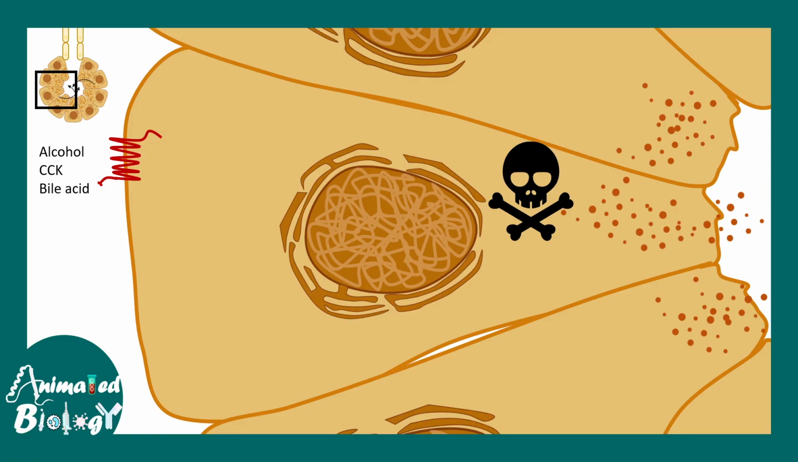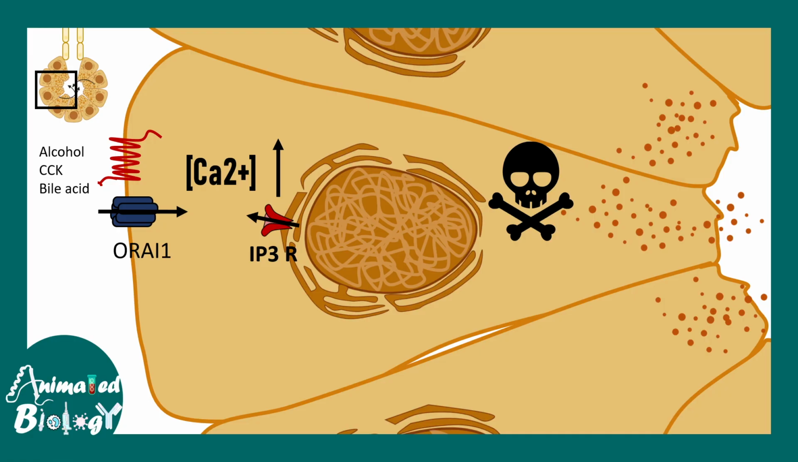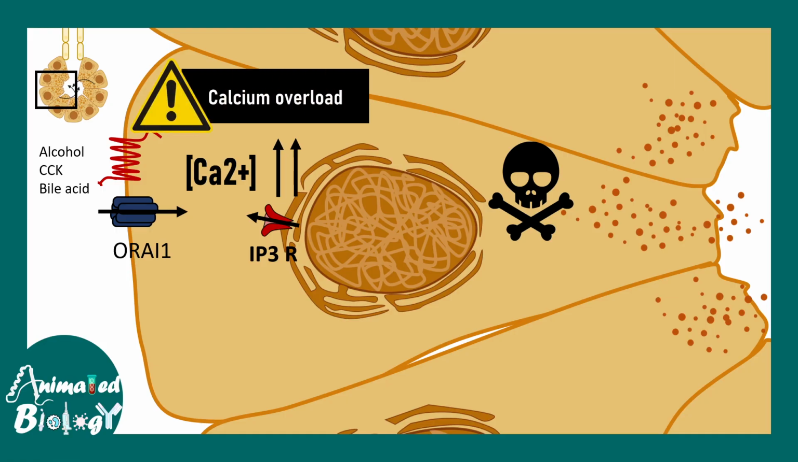Now, alcohol, cholecystokinin, bile acid, all of these things can lead to excessive calcium release from the internal store, which is basically the endoplasmic reticulum. The IP3 receptor allows the leakage of calcium into the cytosol. So obviously in the cytosol, calcium concentration would increase. That in turn activates the ORAI1 calcium dependent calcium channel, which further increases the calcium level. So what really happens in the acinar cell is a calcium overload.